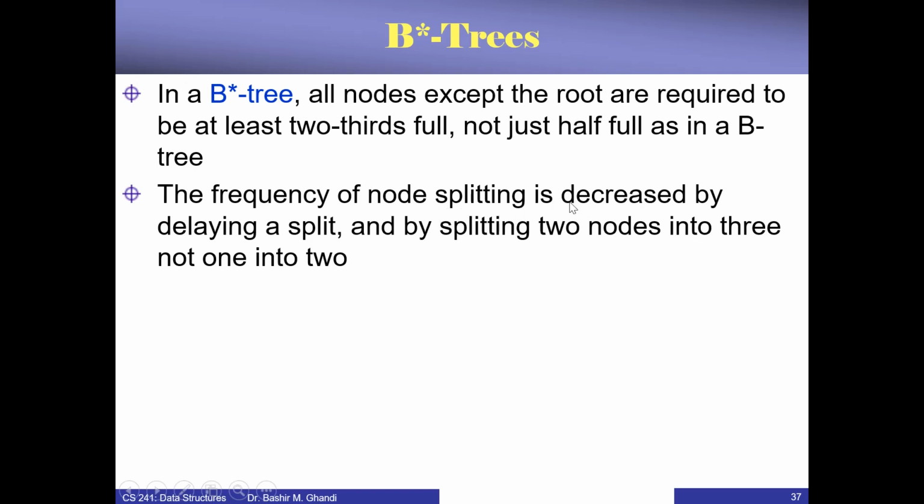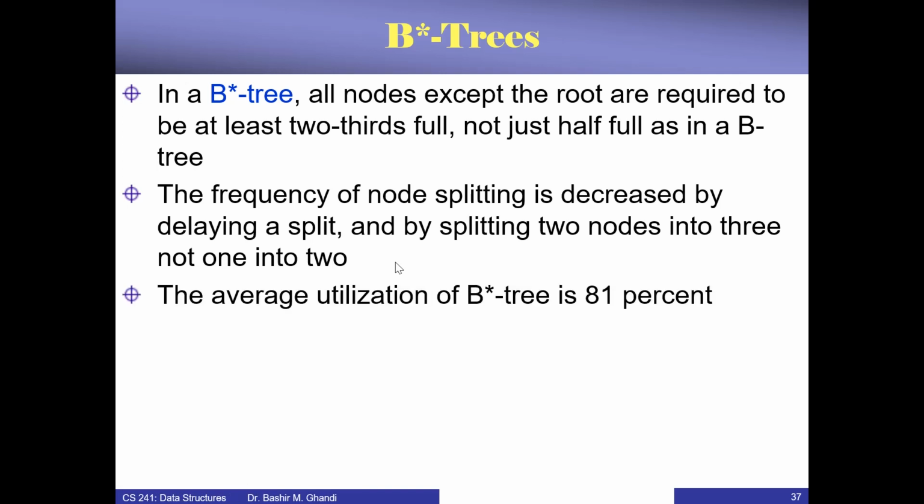So the frequency of node splitting is decreased by delaying a split, as we shall see in the next slide, and by splitting two nodes into 3, not just into 2. Okay, so when two siblings get full, then you break them into 3. The average utilization of B star tree is 81%, which is much better than B tree, which is only 50%.